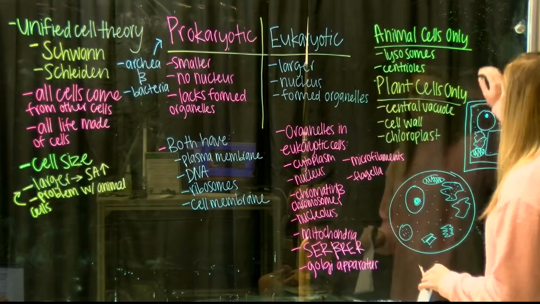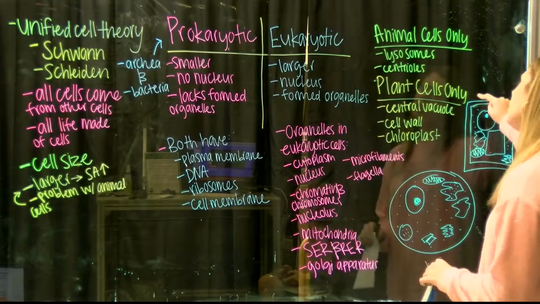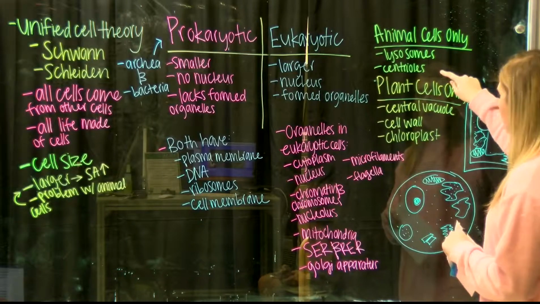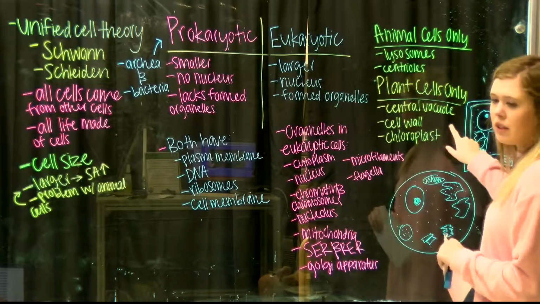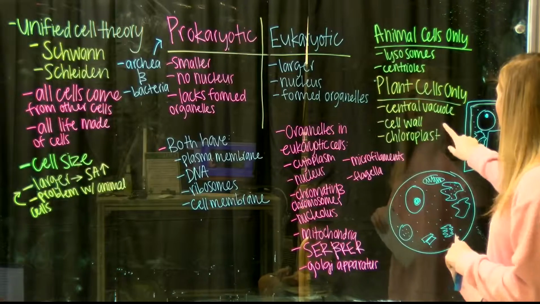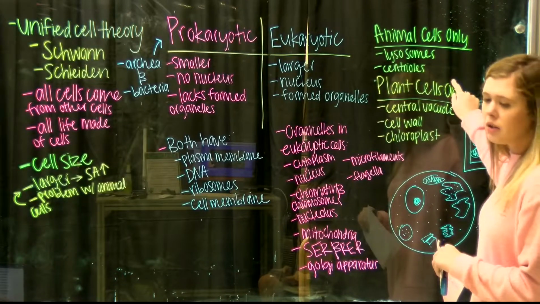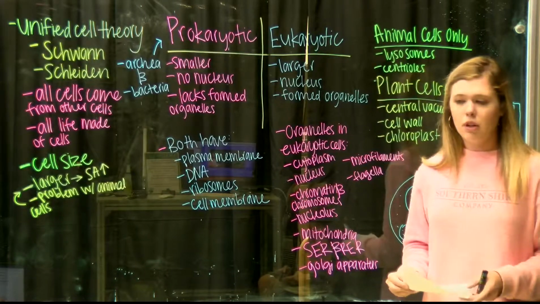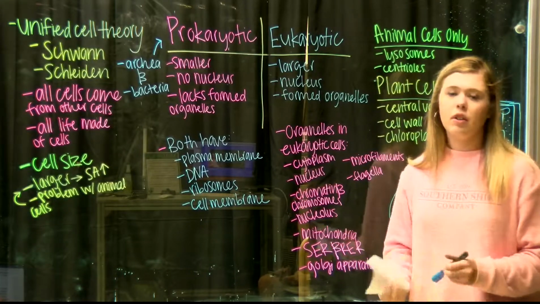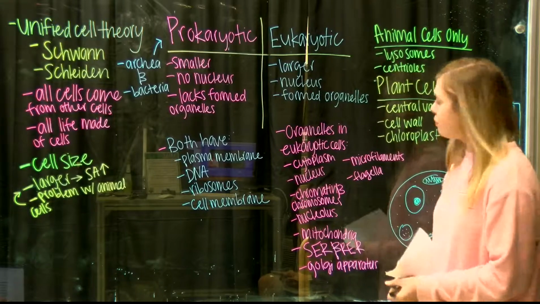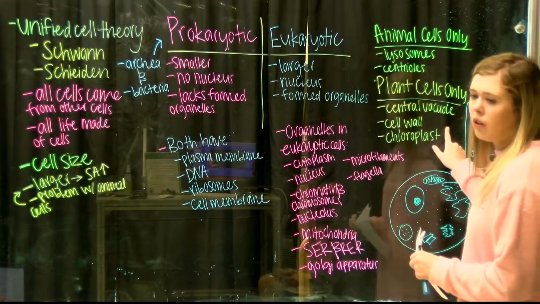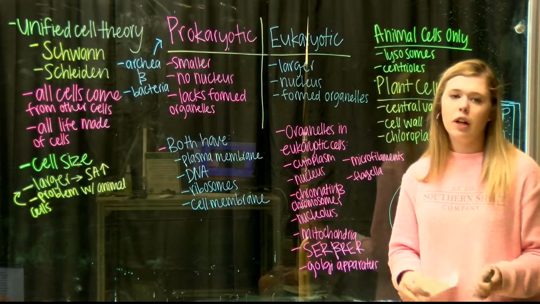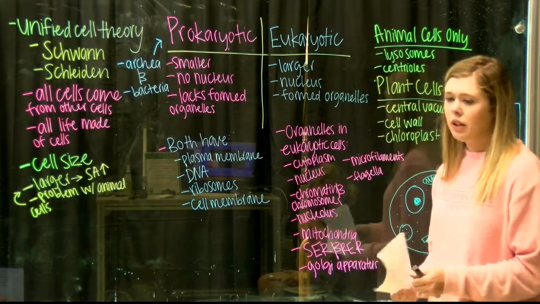The next thing is the animal cells versus plant cells. Animal cells only have a lysosome and centrioles, while the plant cells have the central vacuoles and the cell wall and the chloroplast. The lysosome in the cell is the cell's garbage disposal, and that breaks down lots of different things inside the cells. The cell wall is a rigid covering that's on top of the cell membrane that further helps protect the plant cells.